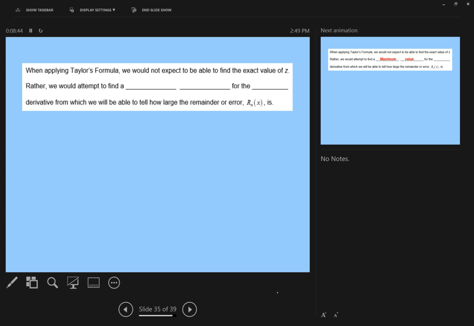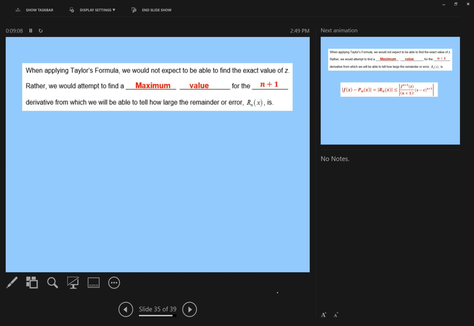When applying Taylor's formula, we would not expect to be able to find the exact value of z. In other words, a lot of times you don't know what that exact value is of that next derivative term. You with me? You don't know what that exact value is. So rather, we're going to attempt to find a maximum value for the n plus 1 derivative.